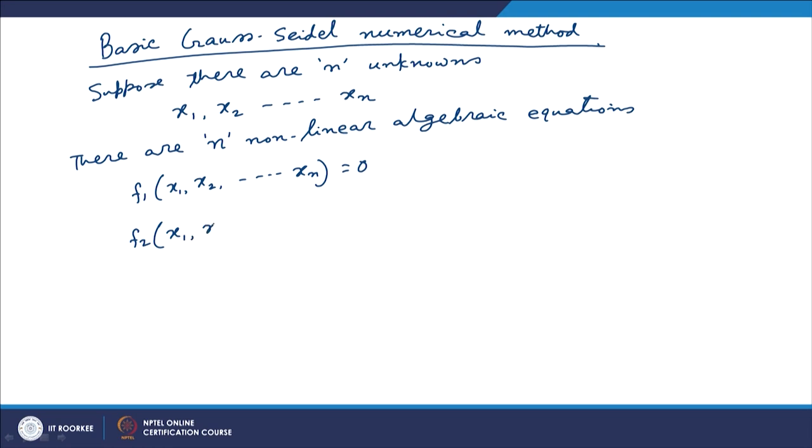Here we are not assuming any particular form of f1, it can be anything. f2(x1, x2, xn) is equal to 0, and so on up to fn(x1, x2, xn) is equal to 0. So f1, f2, fn are essentially functions of x1, x2, xn, representing equations involving them. We are not assuming any particular form of these functions. They can be any function having all kinds of nonlinearities.